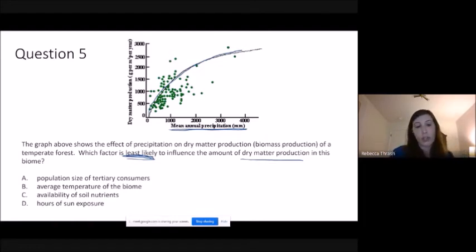Availability of soil nutrients, that's absolutely true, because we know in the example of the aquatic systems that increases in phosphorus and nitrogen increase productivity. And we know, of course, hours of sun exposure, that's going to be directly linked to photosynthesis. So really the least likely thing to influence it is probably going to be the size of tertiary consumers.